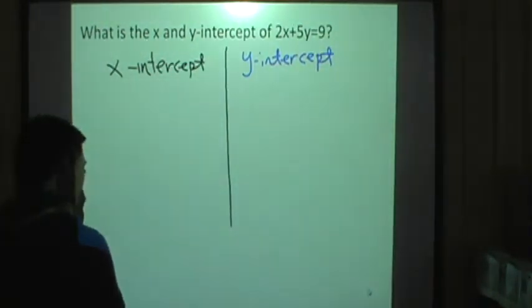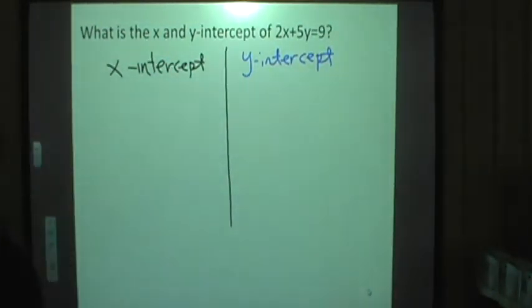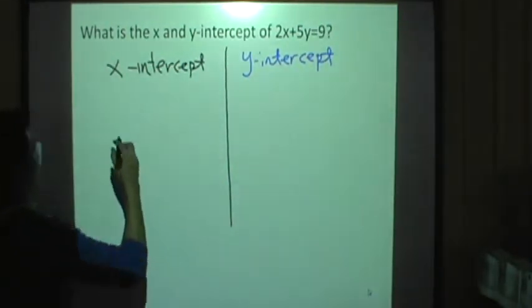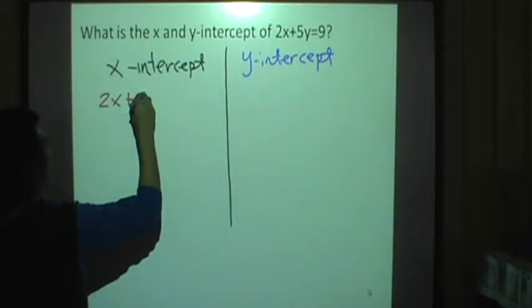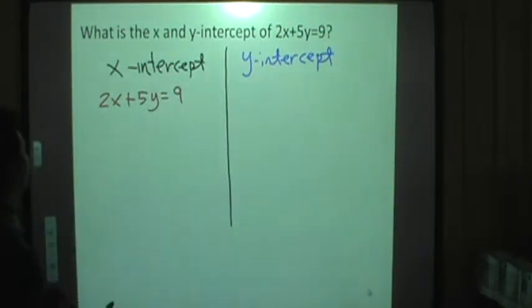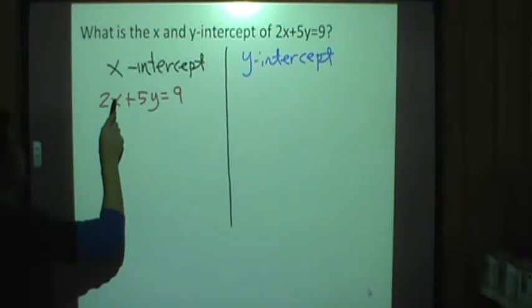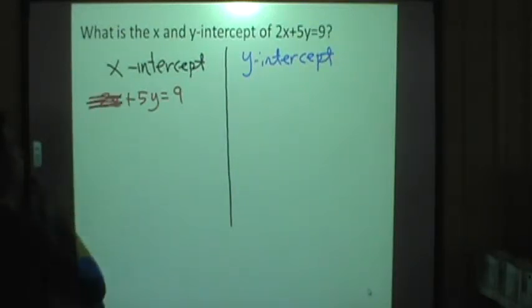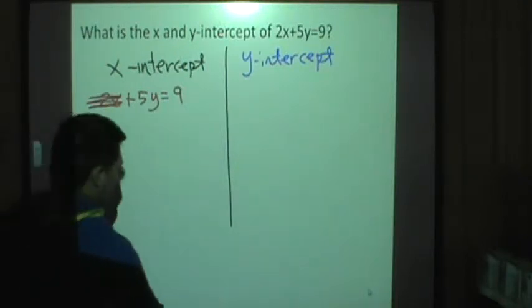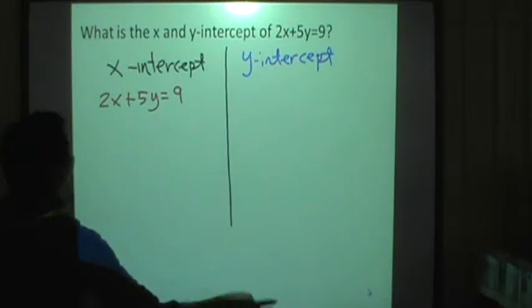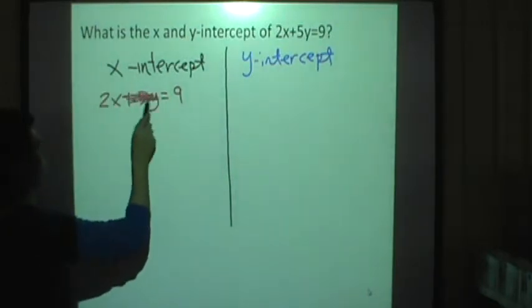Now, if you want to know your x-intercept for this problem, first you have 2x plus 5y equals 9. What you need to do is make y equals 0, or basically just get rid of it. Get rid of it. My bad. Okay? Because you're solving for x, basically get rid of the y.